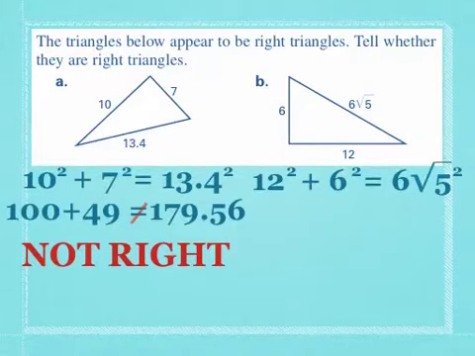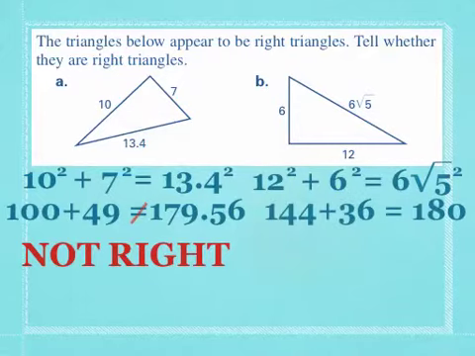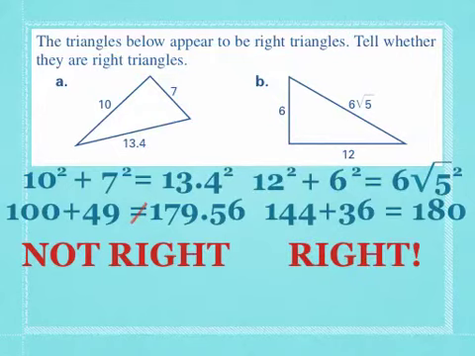That 6 square roots of 5 should be in parentheses, I'm sorry, because I have to square both the 6 and the square root of 5. Well, 12 squared is 144, plus 6 squared is 36, and then 6 square roots of 5 squared is 180. 144 plus 36 is 180, so this is a right triangle.